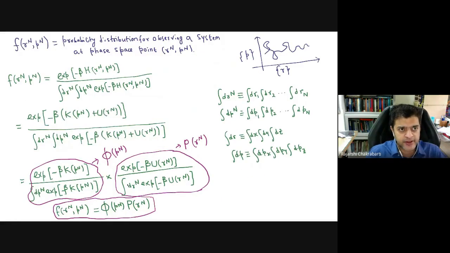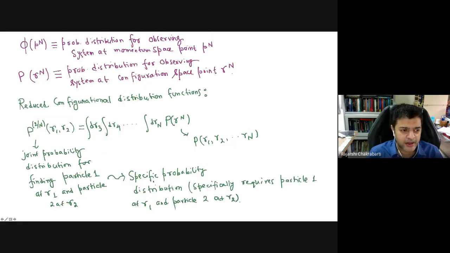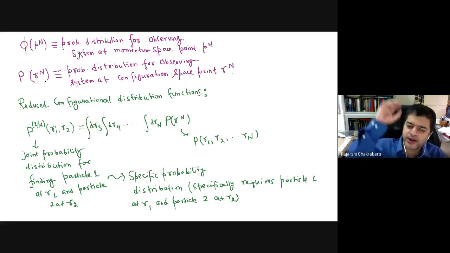Then we define something like this f, which is the probability distribution for observing a classical system at phase point r^N, p^N, and this is given by this, and this can be split into two. One is the momentum part, the other one is the position part, the configuration part. Okay, it is done, and I'm more interested in this part, P of r^N. This is the probability distribution for observing the system at a configuration space point r^N.